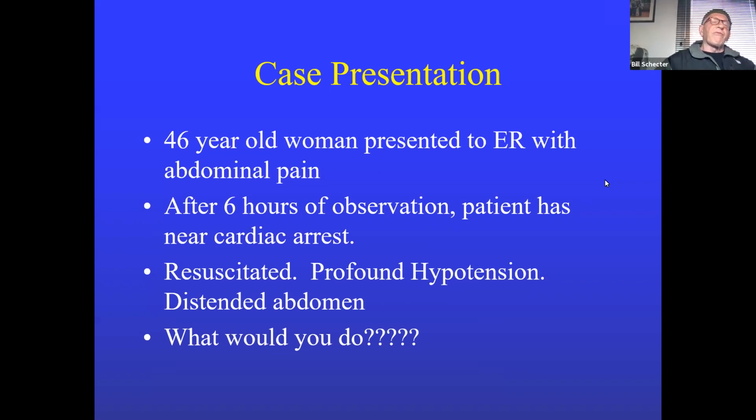The patient is profoundly hypotensive. The patient is prepped and draped. The abdomen is massively distended. So we decide to do an exploratory laparotomy, thinking that he must have a ruptured spleen or ruptured liver. Maybe somebody beat her up and we got the wrong history, whatever. So we open her up, and what we find is that the stomach is massively distended.